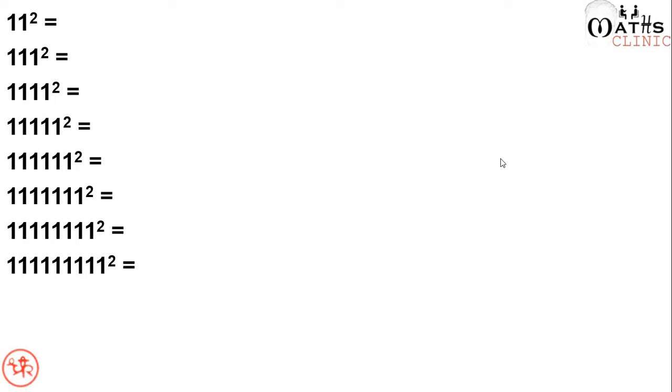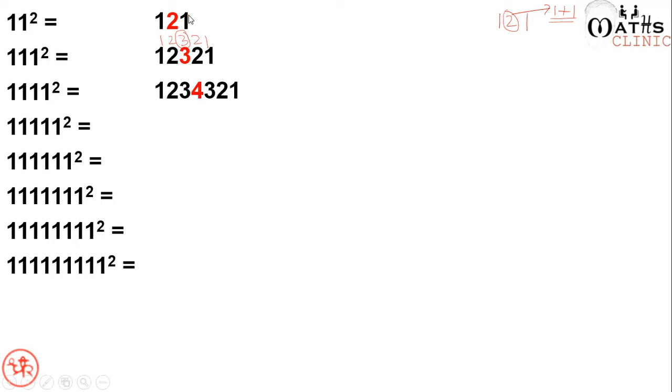Now tell me, what is 11 square? It is 121. The two outer digits are 1 and 1, and the middle digit is 1 plus 1. So it is 121. Next, for the square of 111, we add 3, that is 1 plus 1 plus 1, so we go 1, 2, 3 and then back down in reverse, giving 1, 2, 3, 2, 1.